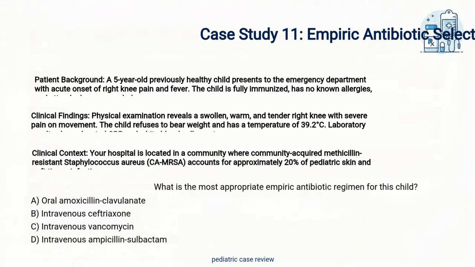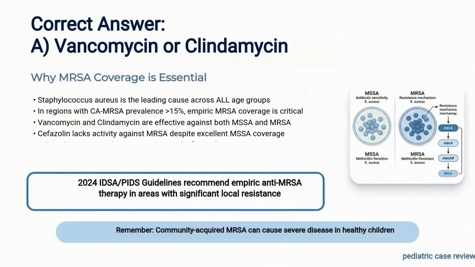Your hospital is located in a community where community-acquired methicillin-resistant Staphylococcus aureus accounts for approximately 20% of pediatric skin and soft tissue infections. What is the most appropriate empiric antibiotic regimen for this child? Option A, oral amoxicillin clavulanate. Option B, intravenous ceftriaxone. Option C, intravenous vancomycin. Option D, intravenous ampicillin sulbactam. The correct answer is option C, vancomycin or clindamycin.